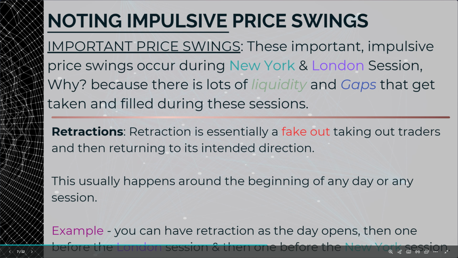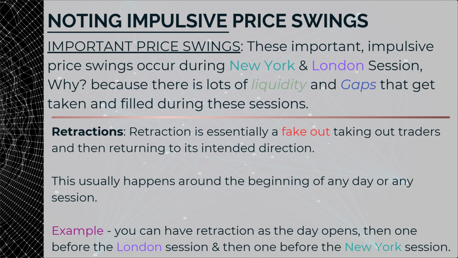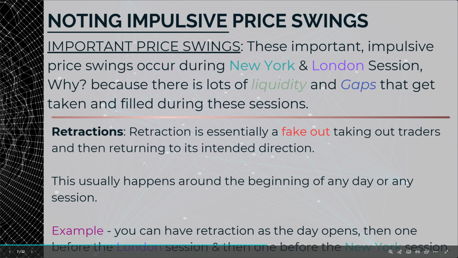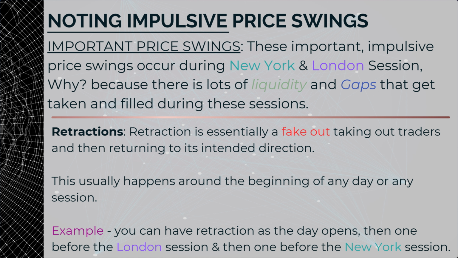All right, noting impulsive price swings. Important price swings. These important impulsive price swings occur during New York and London session. Why? Because there's lots of liquidity and gaps or imbalances that get taken and filled during these sessions.